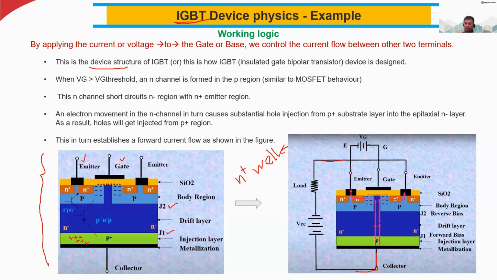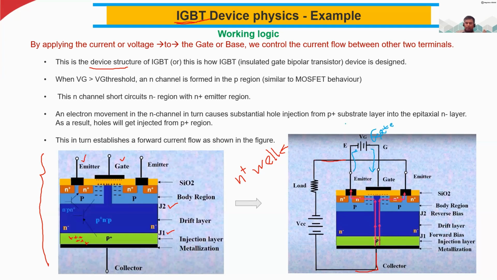Now I apply the VG, that is the gate voltage. I'm giving positive to this gate and negative to this emitter. So like this, negative, and here is the positive. Without giving the gate voltage, if I apply only this VCC, there will be no current flow here. So when I apply this one, what's happening?